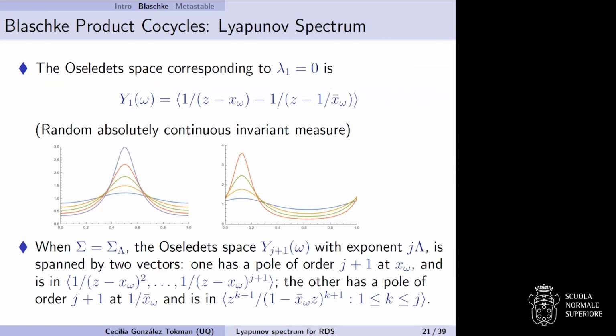We know, for instance, one of the vectors has a pole of order j+1 at x omega, and it's the only pole, and so it's in the space spanned by this, and something similar happens with the other. So there's some sort of symmetry there that gives this multiplicity 2. I see. Thank you.